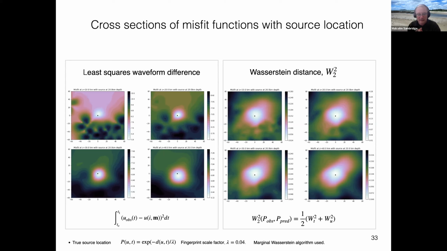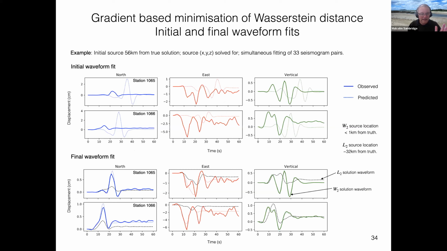So let's try and test it out. And to test it out, I'm actually going to perform multiple source locations on the left-hand side and on the right-hand side, using the initial waveforms that we fit here. I'm just showing you some results to show you that we do actually fit the waveforms. Here, the initial waveforms, I've only chosen two stations. At the top are the same as you've seen before. The bottom here are the best fit solutions from that starting guess according to the L2 and the Wasserstein.